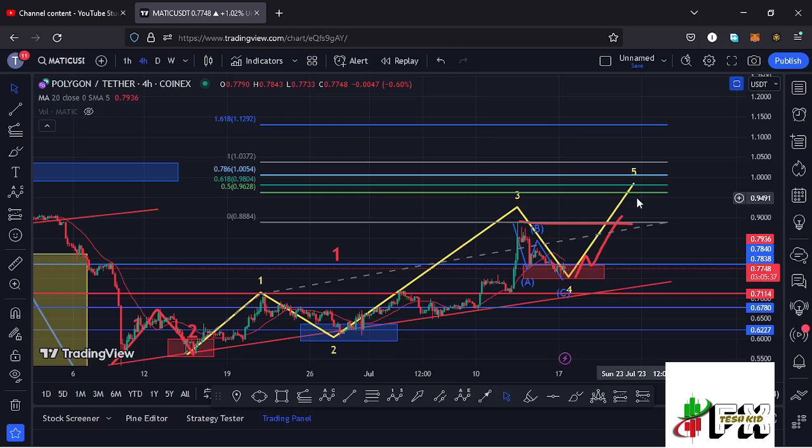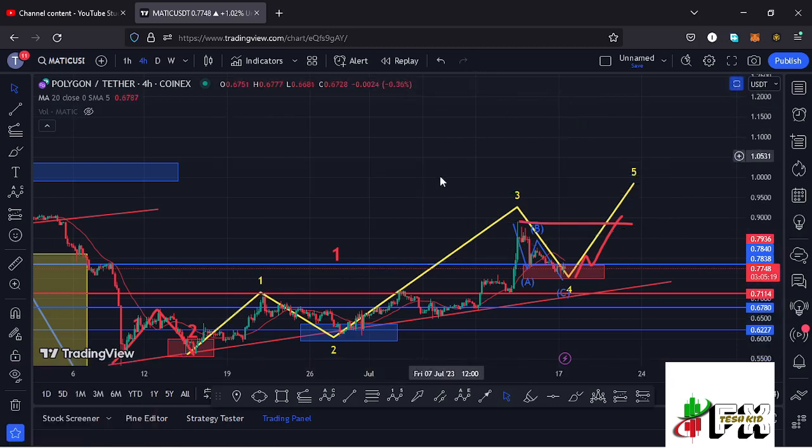And in case we start gearing up impulsively, there are high chances that we can also see a break above the $1 mark, where we can also manage to break above resistance at around the $1 mark and maybe continue gearing up in the formation of that wave 5. And that is what I'm expecting on the short term here on the Matic chart.